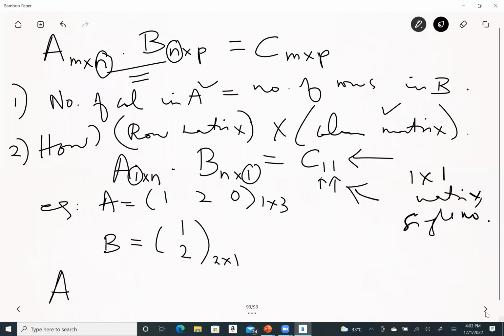Tak sama ke? Okay, for A, how many columns are there? Row kita dah tahu lah 1, because it's a row matrix. How many columns do you have there? 3. Kan? B, how many rows? 2. So you cannot multiply, right? Because you're 1 by 3, you multiply to B, 2 by 1. So here 3, and that one is 2. They are not equal. So jangan pergi multiply. Memang tak boleh.